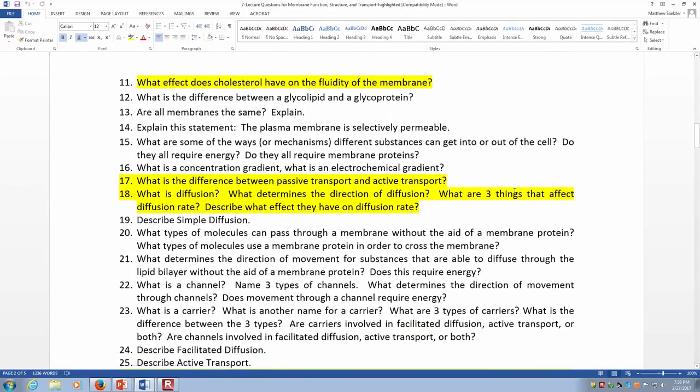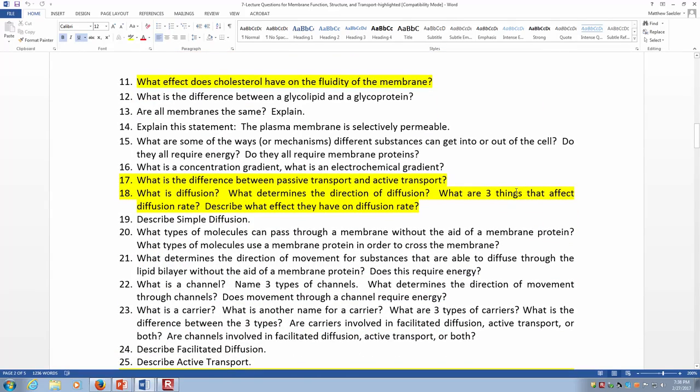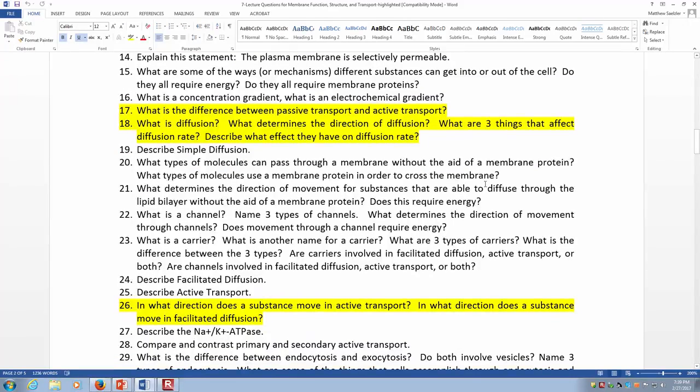Okay, number 11. How would someone in the class describe the effect that cholesterol has on the fluidity of the membrane? It's a buffer. Right, and can you describe how you think of it as a buffer? So basically, as the temperature would increase, the cholesterol would decrease in order to keep the fluidity the same. Yeah. So you're right. At high temperatures, cholesterol decreases fluidity, and at low temperatures, it has the opposite effect. It increases fluidity.